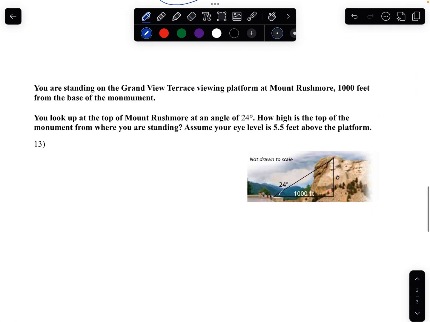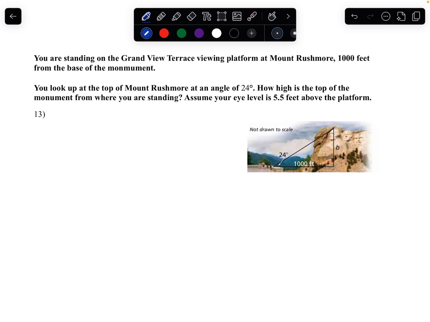All right, you are standing on the Grandview Terrace viewing platform at Mount Rushmore, 1,000 feet from the base of the monument. You look up at the top of Mount Rushmore at an angle of 24 degrees. How high is the top of the monument from where you're standing? So you're trying to find this side. So I think you're going to set up the problem in the exact same way. So, oh, wait a minute though. Assume that your eye level is 5.5 feet above the platform. So I guess we do need to do some adjustments here.